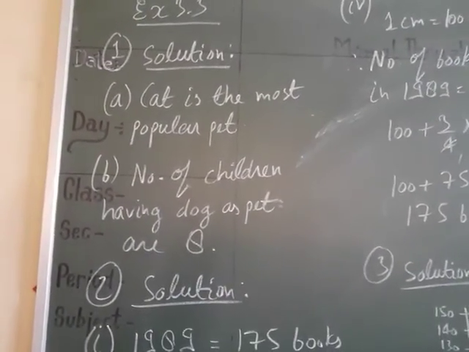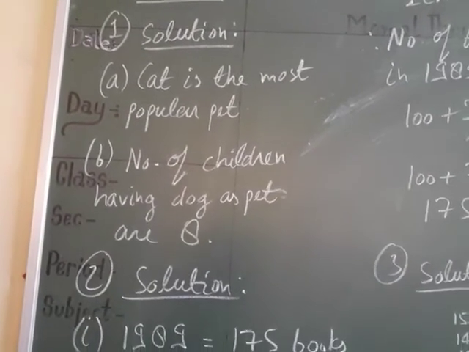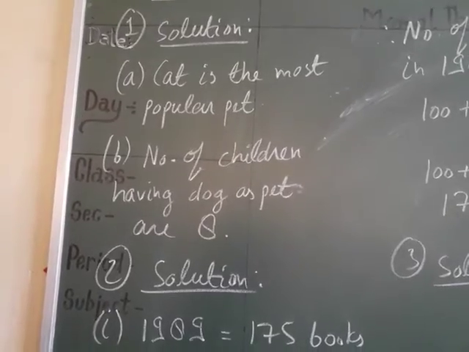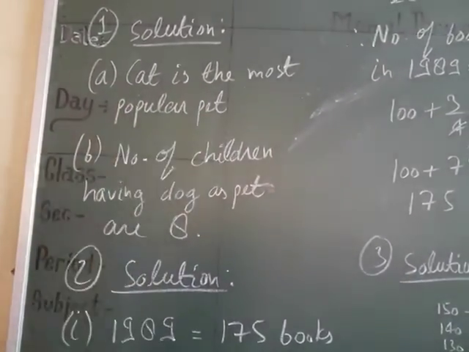See the first question from the book. A bar graph is given, and we have to answer the following questions. Part A: which is the most popular pet? From the graph you can see that cat is the most popular pet.